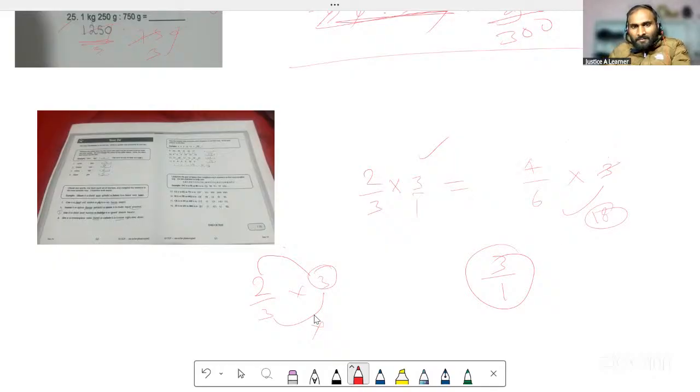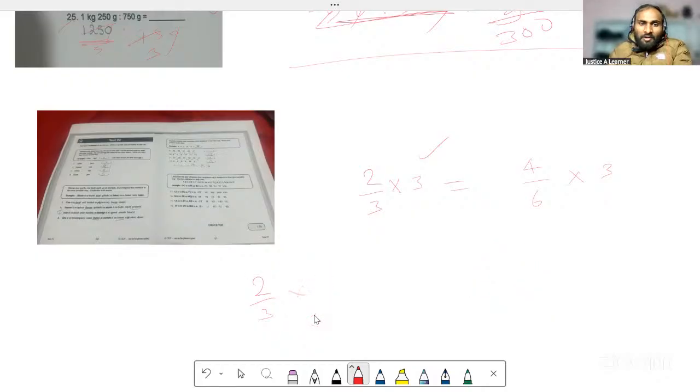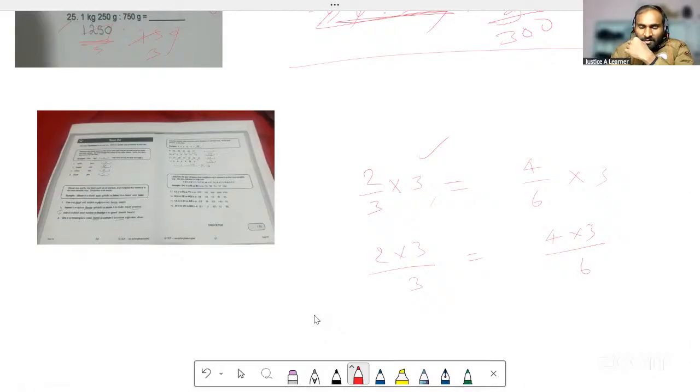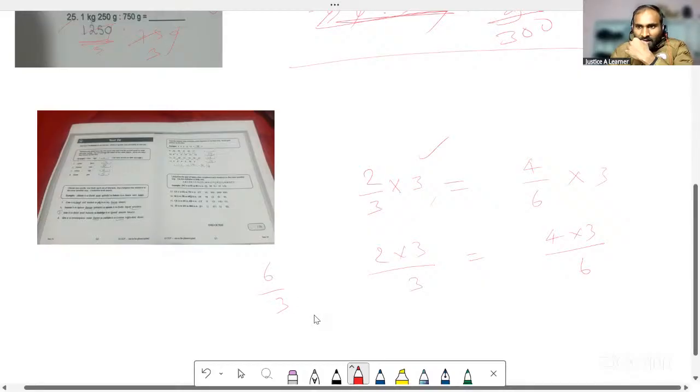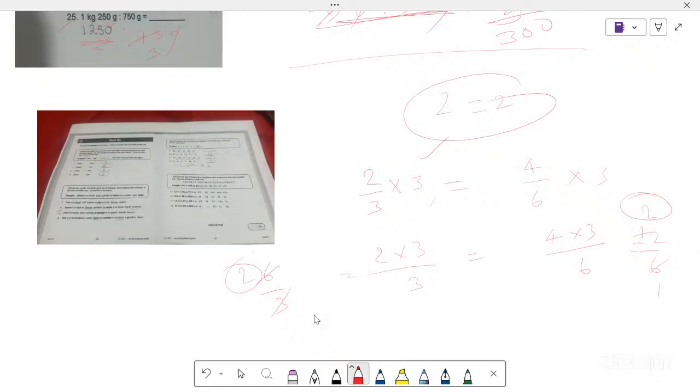Did you understand? So what I wanted to show is that both parts would be the same. You can do it in this simple way: write the above part above and this part here. This side is 4 into 3, and this side is 6. So 2 3 are 6 upon 3, and 4 3 are 12 upon 6. 3 1 are 3, 3 2 are 6, 6 1 are 6, 6 2 are 12. So 2 is equal to 2, right? Did you understand that?